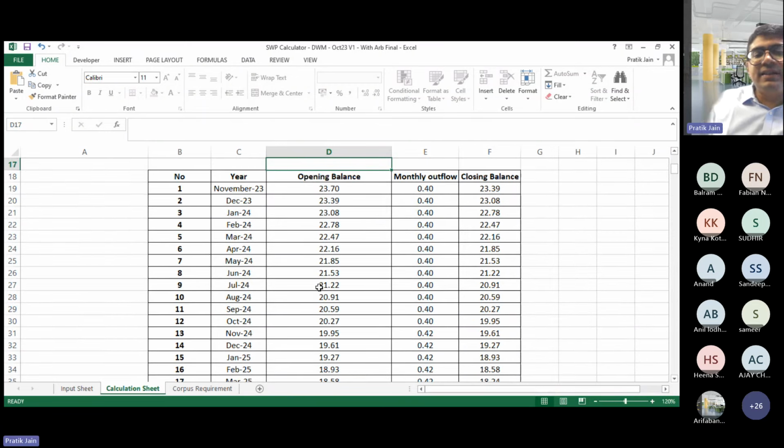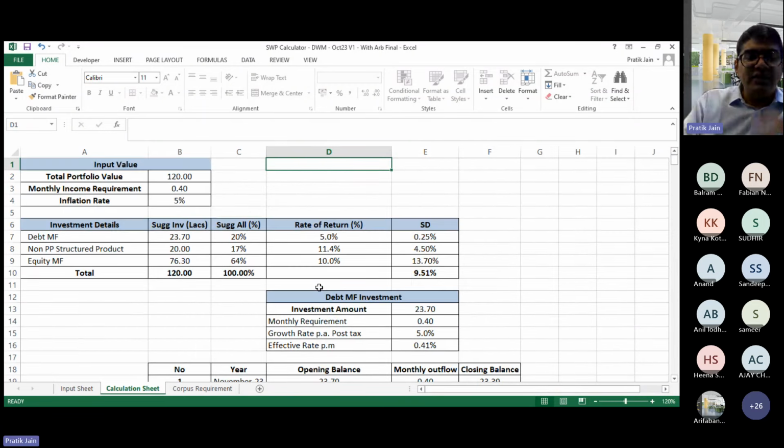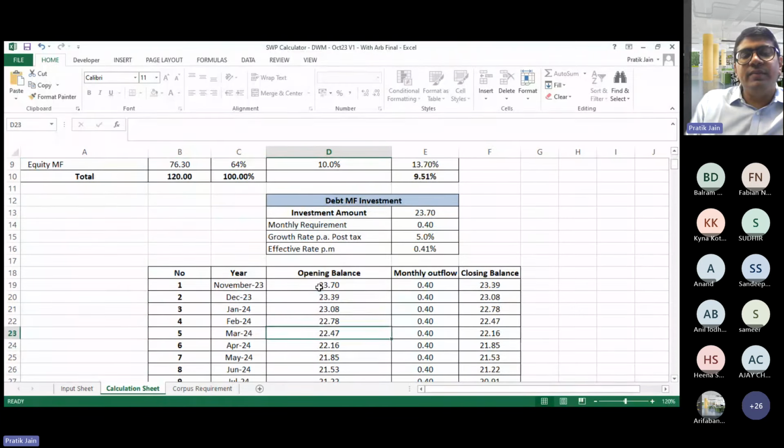So this is the slide. This is the second sheet, which is the calculation sheet. यहाँ पे ये numbers हैं. तो यहाँ पे आप देख सकते हो कि client ने जो 23 lakhs डाले हैं, his monthly flow is 40,000.